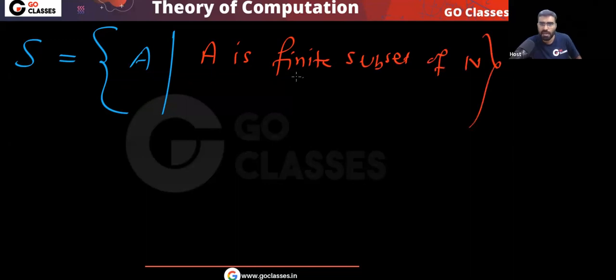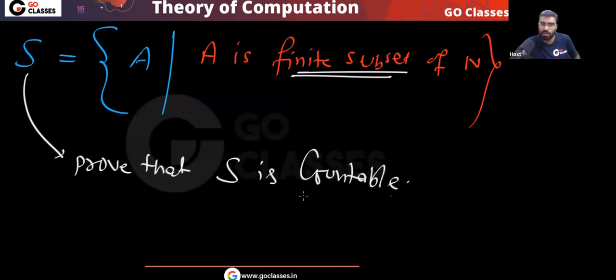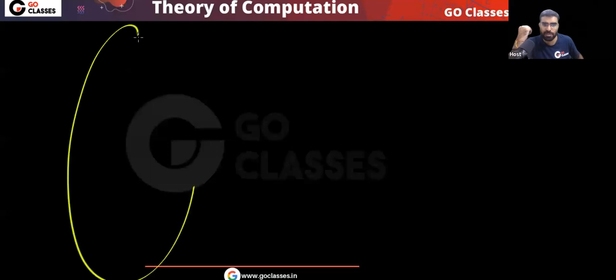Is this clear? A is a finite subset of n. Now, we want to prove that this is countable. Prove that S is countable. This is what we have to prove. Okay, using definition 3. Just try definition 3. So tell me, using definition 3, what assignment will you do?